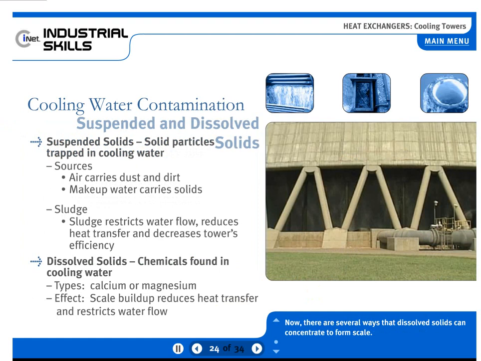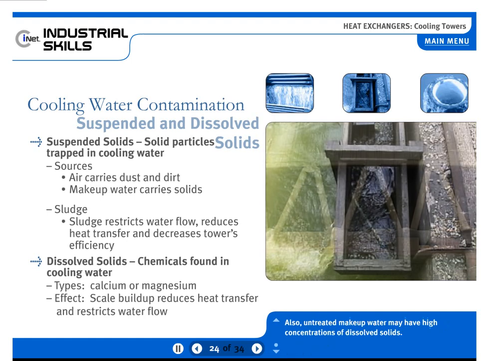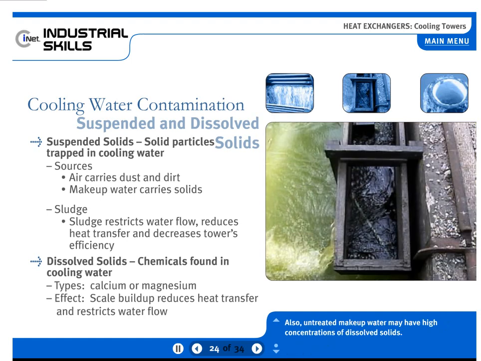Now, there are several ways that dissolved solids can concentrate to form scale. For example, when water evaporates in a cooling tower, the solids are left behind, and the concentration of solids becomes higher in the remaining water. Also, untreated makeup water may have high concentrations of dissolved solids.